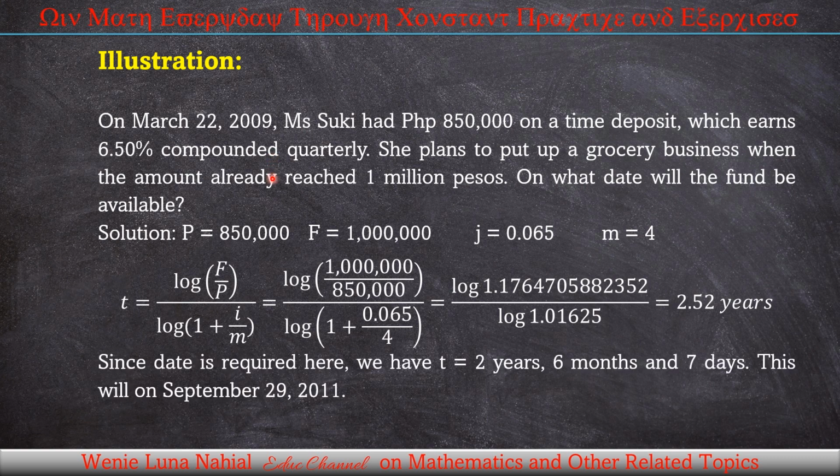Okay, so the money was time deposited on March 22, 2009. So we have to take note that we have 2 years. Then multiply 12 months by 0.52, that is 6 months. And then if there's a decimal of the product, you multiply it by 30. So the time is 2 years, 6 months, and 7 days. So this will be on September 29, 2011.